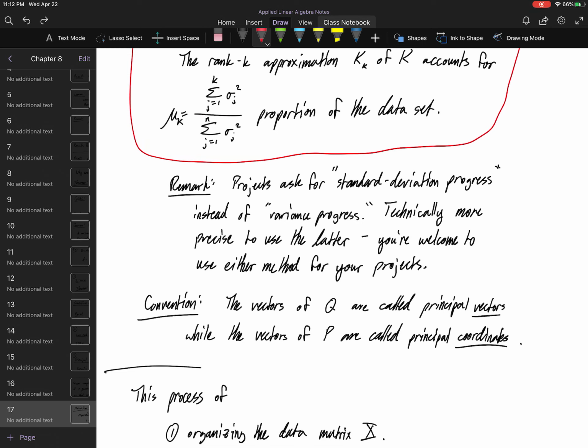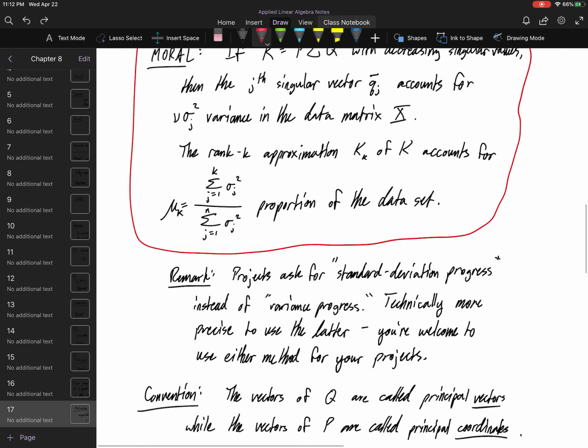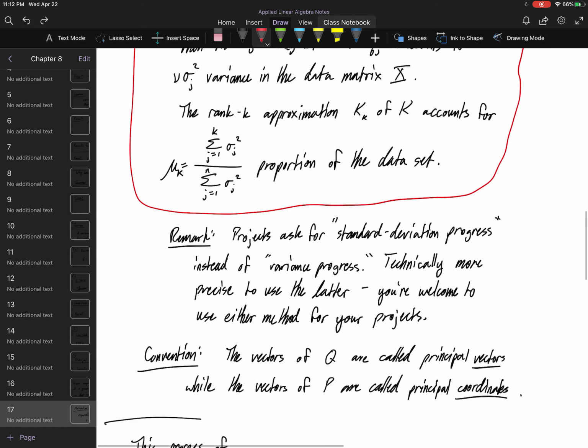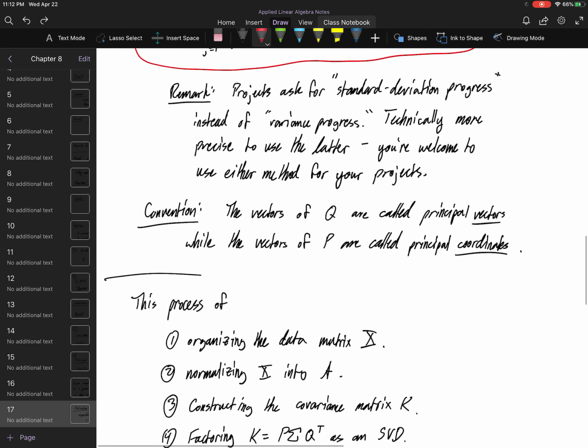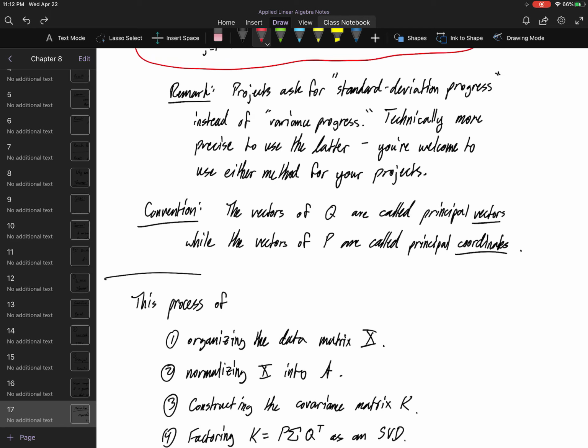divided by how much total variance there is in the set. So as a remark, the projects ask for this standard deviation progress instead of variance progress. Technically, to be a little bit more precise, you should be using the latter, but you are welcome to use the standard deviation, so you don't have to use the squares here if you find that your analysis is a little more informative without it. You're welcome to use the standard deviation as a measure of how much variance you're accounting for in your compressions or your recognitions.